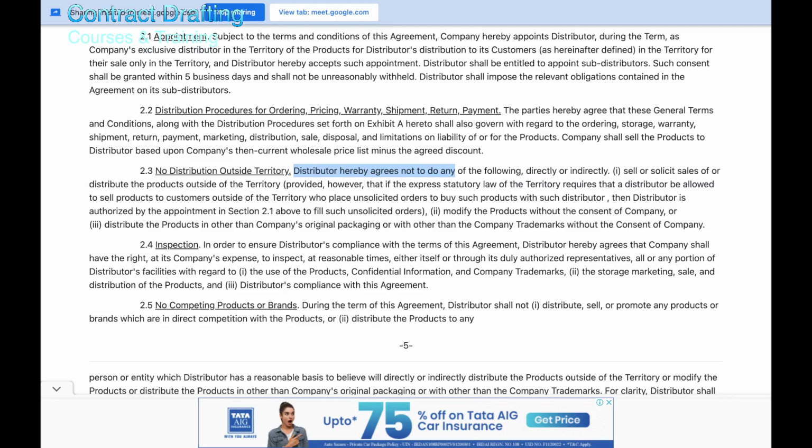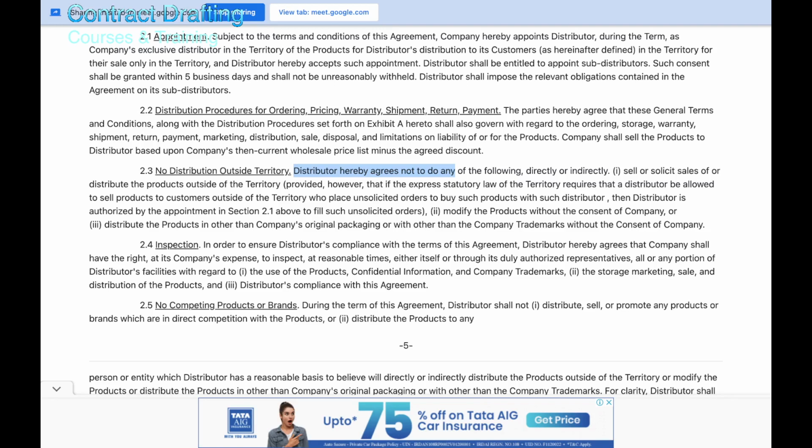So it's a very wide right that the company reserves for itself and the distributor agrees to such right. So it's a combination of the right and obligation which creates this statement.